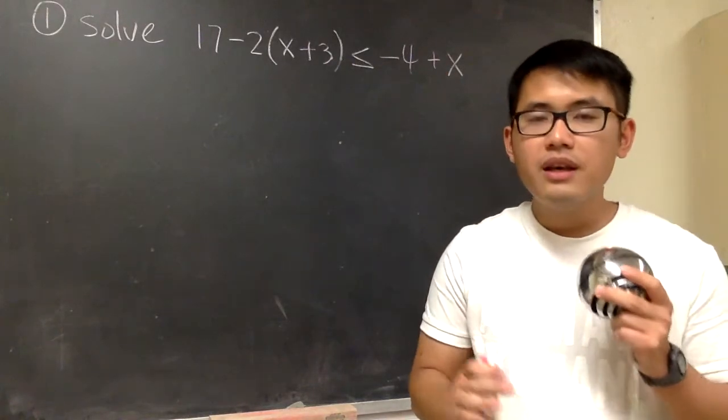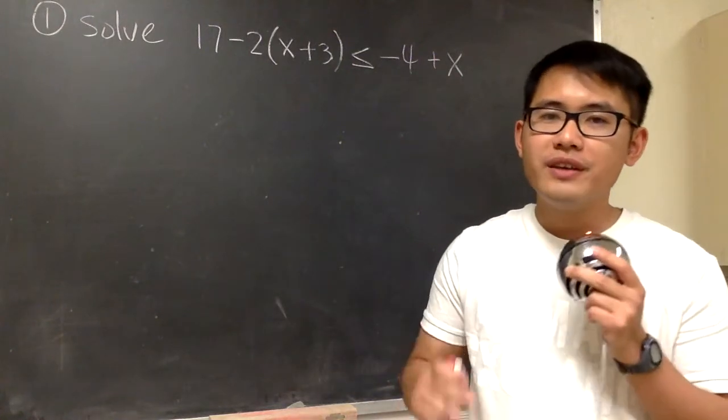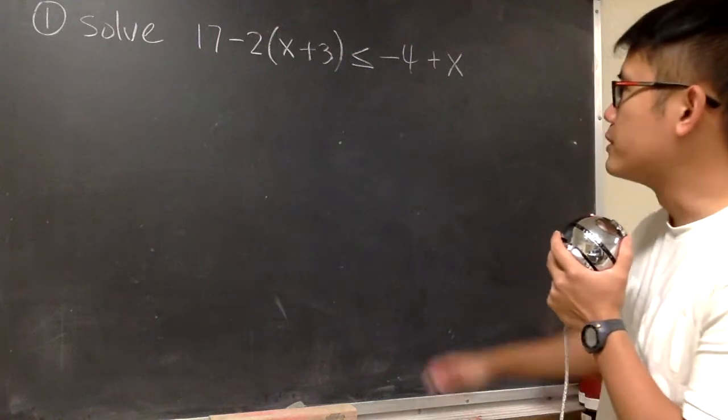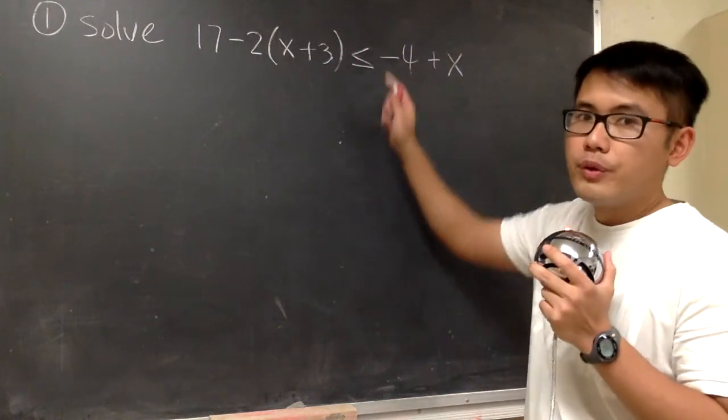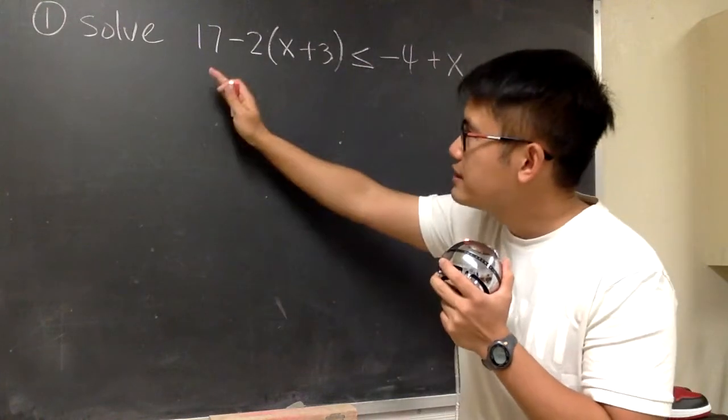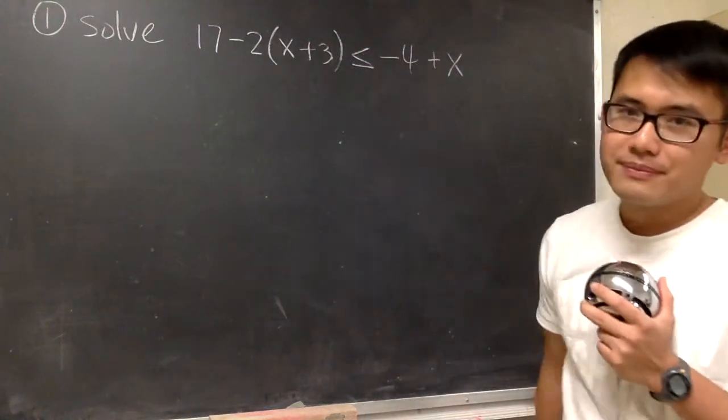Solving an inequality is almost the same as solving an equation. There's only one thing that's different. Also, you'll see that we have this symbol. We will be using the inequality symbol to identify what's the left-hand side and what's the right-hand side.